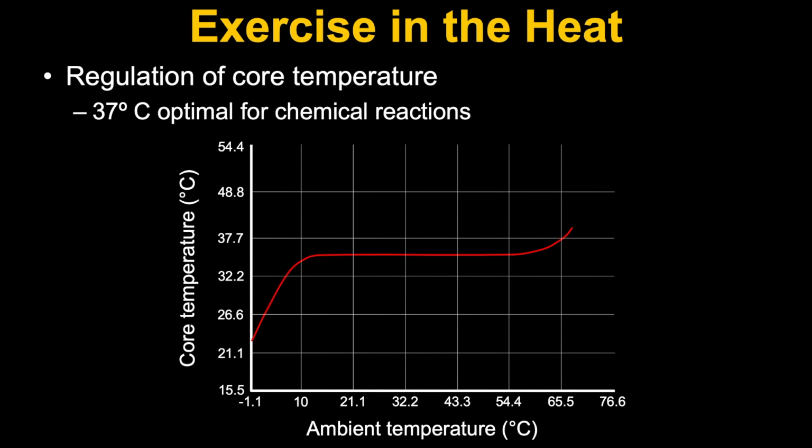This is the body temperature at which chemical reactions work at their best. Core body temperature in humans is maintained at or near this set point of 37 degrees Celsius over a wide range of ambient temperatures, demonstrating how effective the heat-conserving and heat-dissipating mechanisms are. In this diagram, on the y-axis we have core body temperature in degrees Celsius, and on the x-axis we have ambient temperature in degrees Celsius.